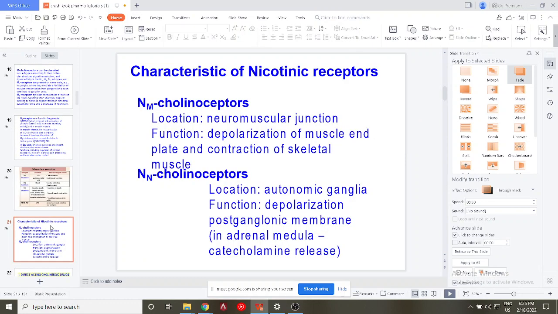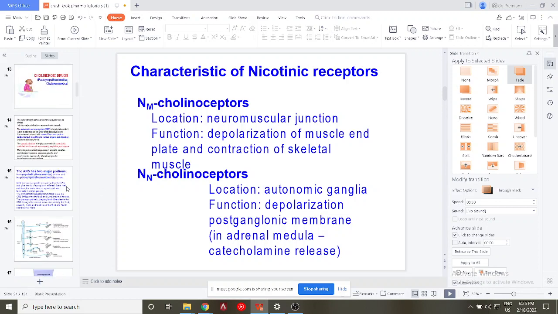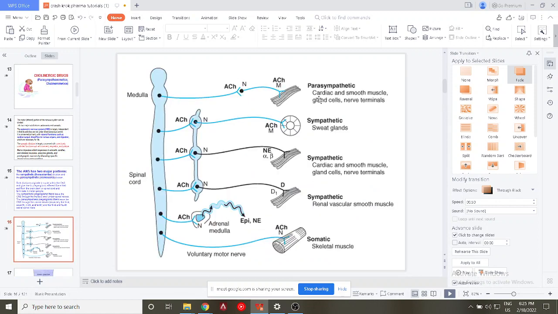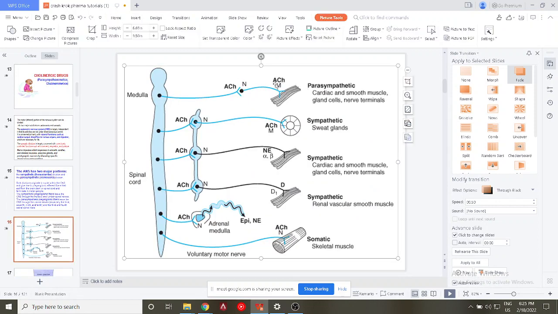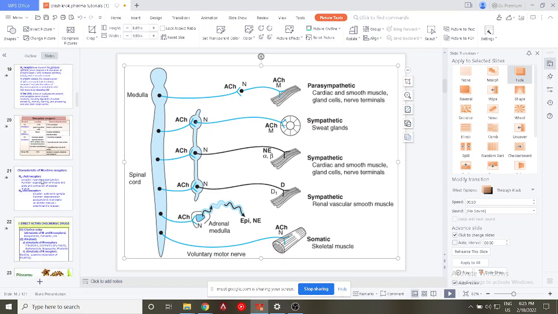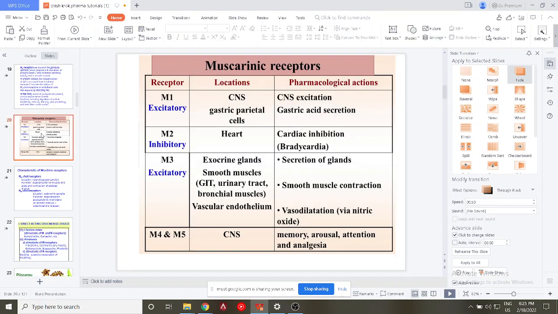Now we're going to talk about the other type of receptors. We have two receptors that deal with cholinergic drugs: the muscarinic receptors and the nicotinic receptors. I want to refresh your brain by going back to this diagram. Here we can see this is the muscarinic receptors and this is the nicotinic receptors. The nicotinic receptor deals with skeletal muscles. So these are the receptors of the cholinergic system, the muscarinic and the nicotinic. Now we just finished talking about the muscarinic receptors, the main ones being M1, M2, M3.